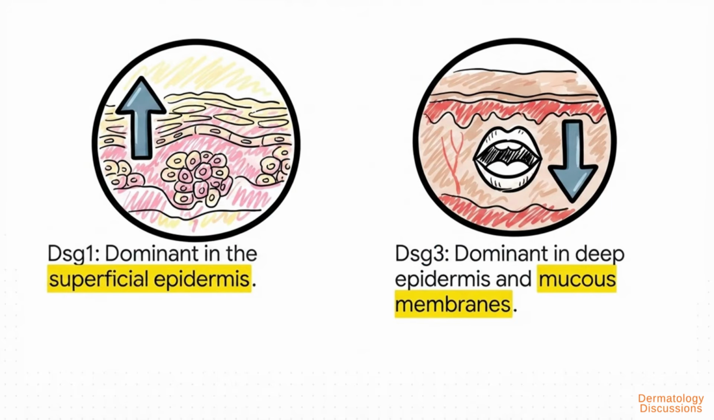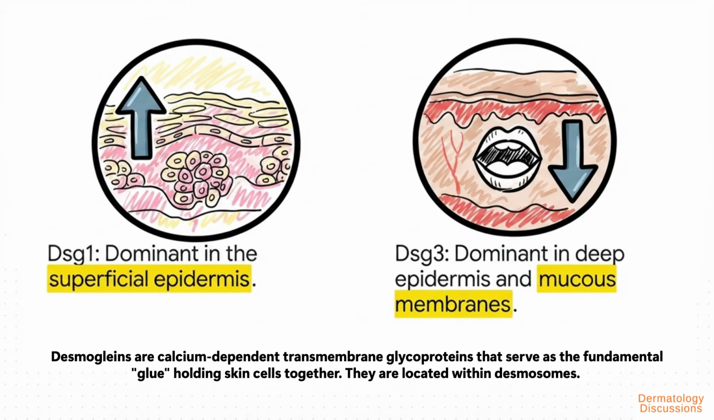Now, what's really fascinating here is the specific type of mortar we're dealing with. The key adhesive proteins inside these desmosomes are a family of glycoproteins known as desmogleins. And there are 2 main players you need to focus on. First, you've got desmoglein 1, or Dsg1, which is heavily dominant in the superficial layers of the epidermis. Contrast that with desmoglein 3, or Dsg3. That one is prominent in the much deeper layers of the epidermis, and it's actually the primary adhesion molecule in our mucous membranes. Keep this regional map locked in your mind, because it's the secret key to unlocking this entire disease.